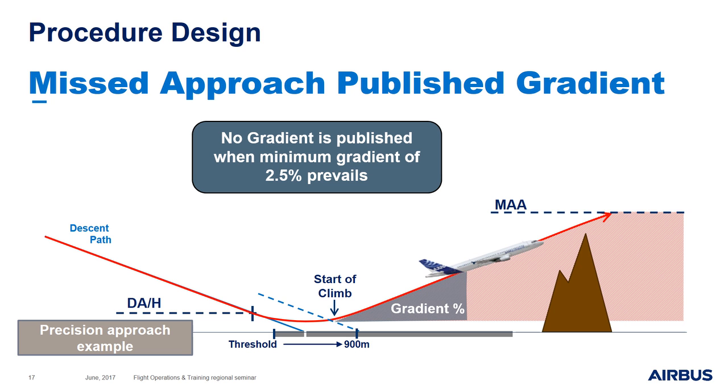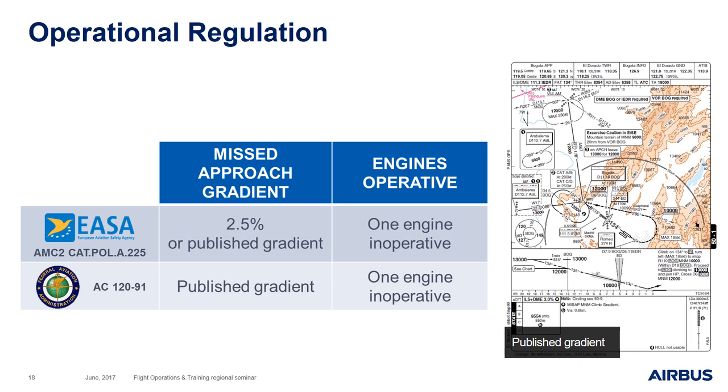The missed approach gradient is published only when it's higher than 2.5%. So if this gradient is not published, 2.5% applies. The regulation that applies in terms of operations is no longer CS25 or FAR 25. The operational constraints are given in the AirOps for EASA and in the FAR 120-91 for FAA. And this is a summary of the Airbus interpretation of these regulations.